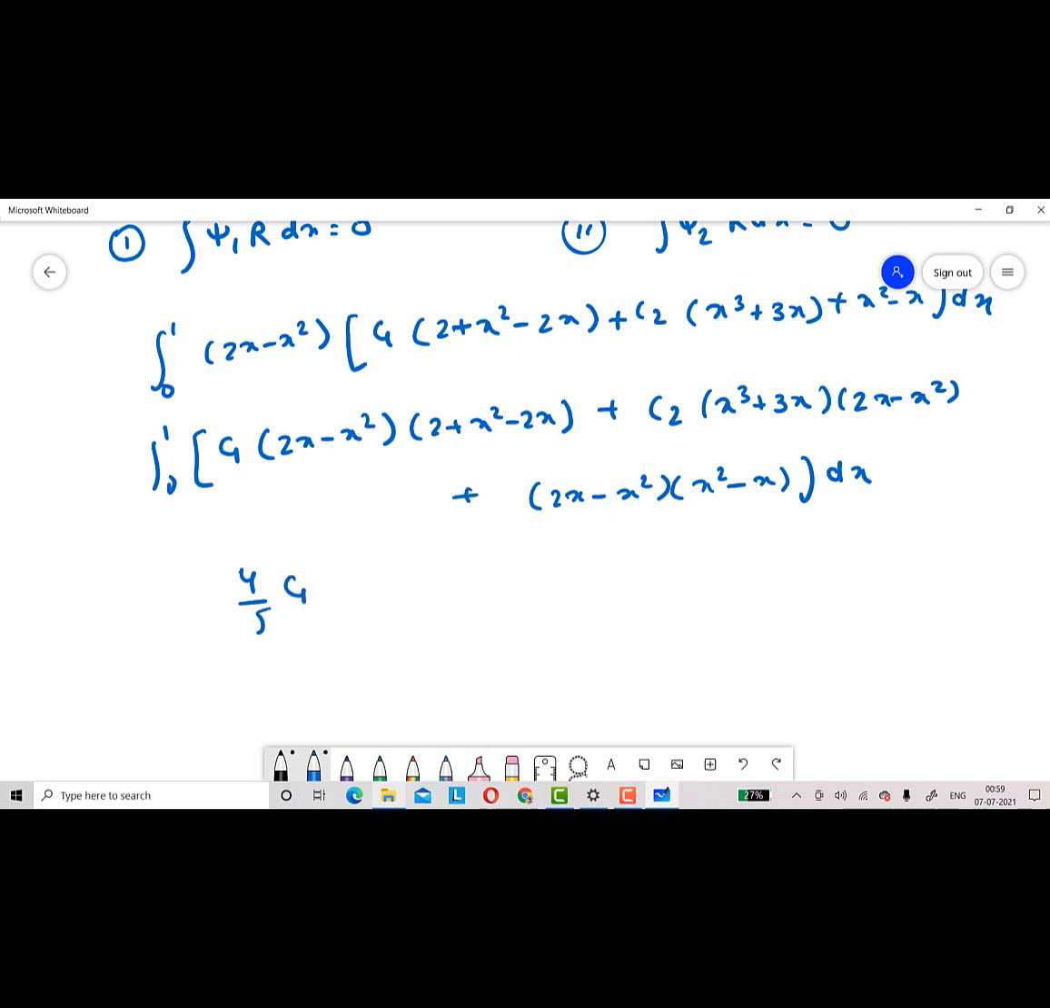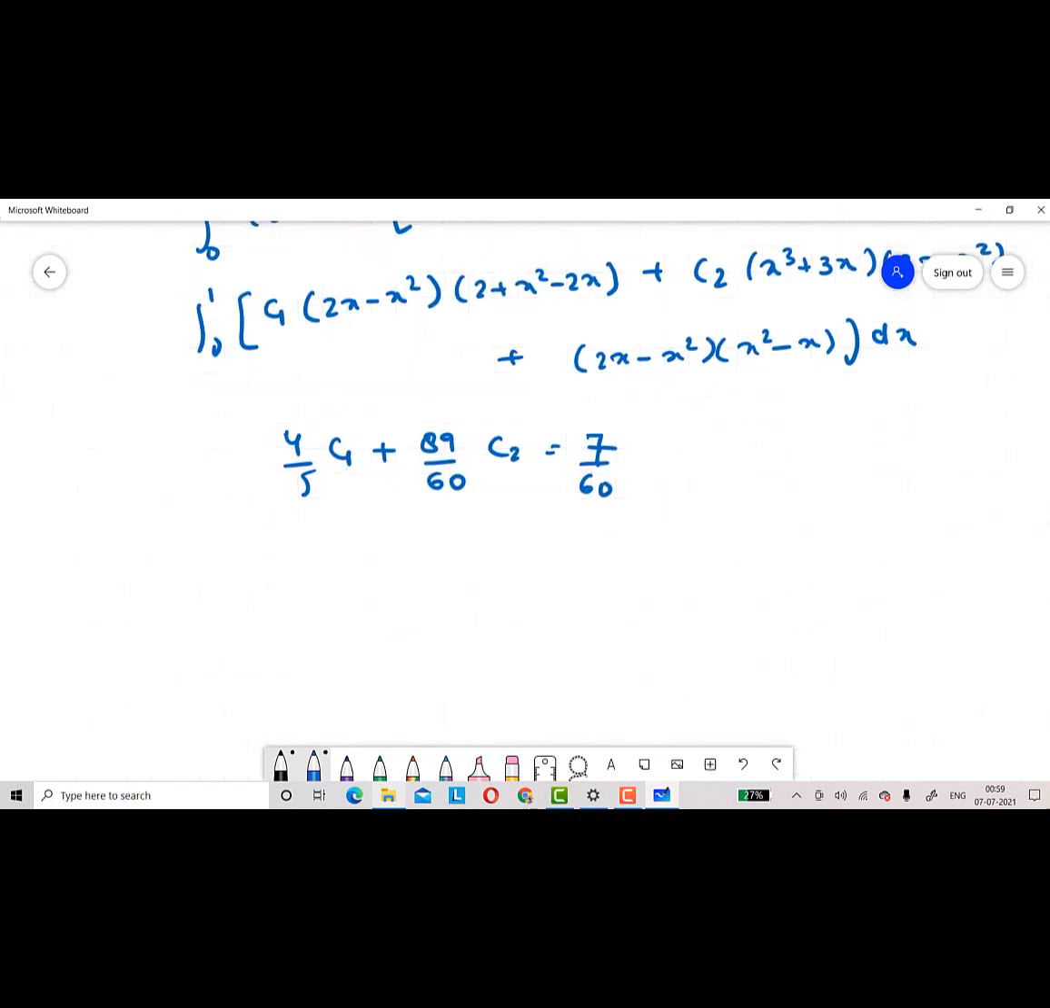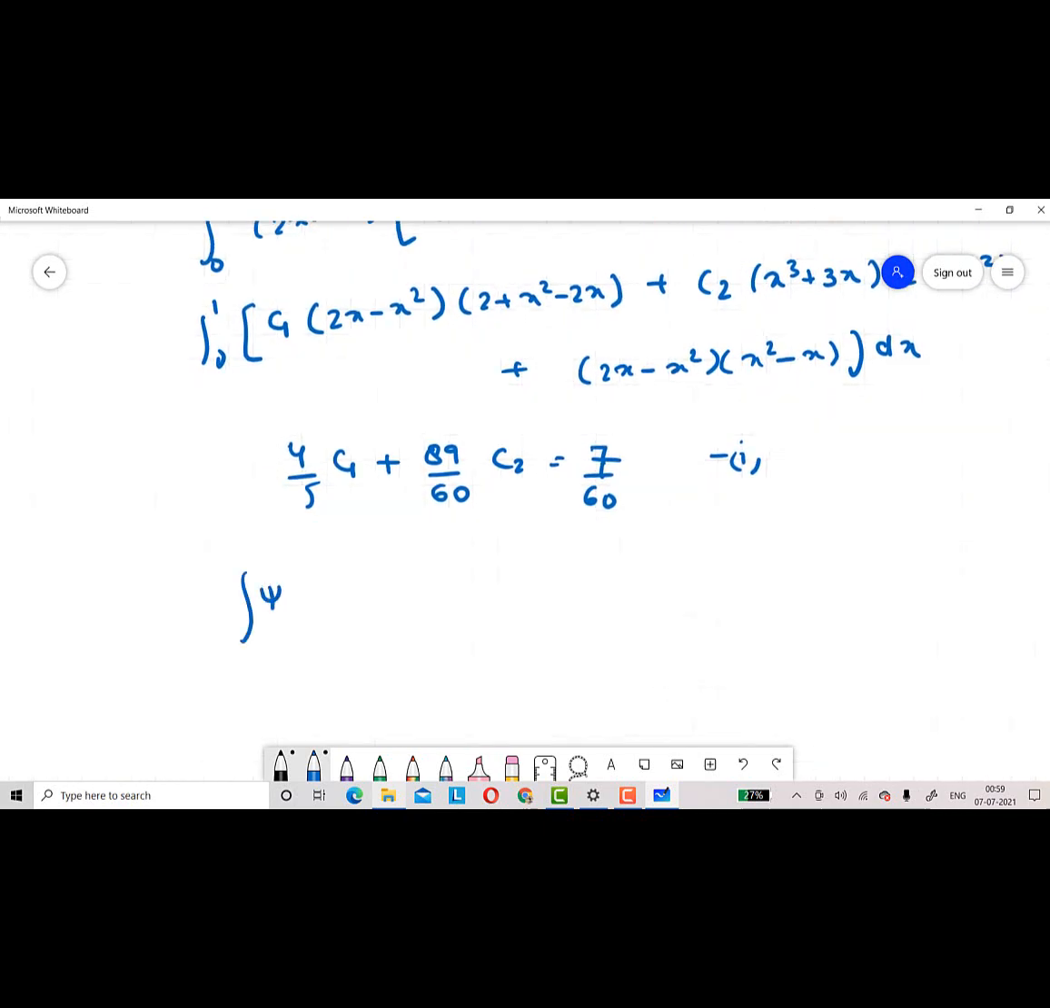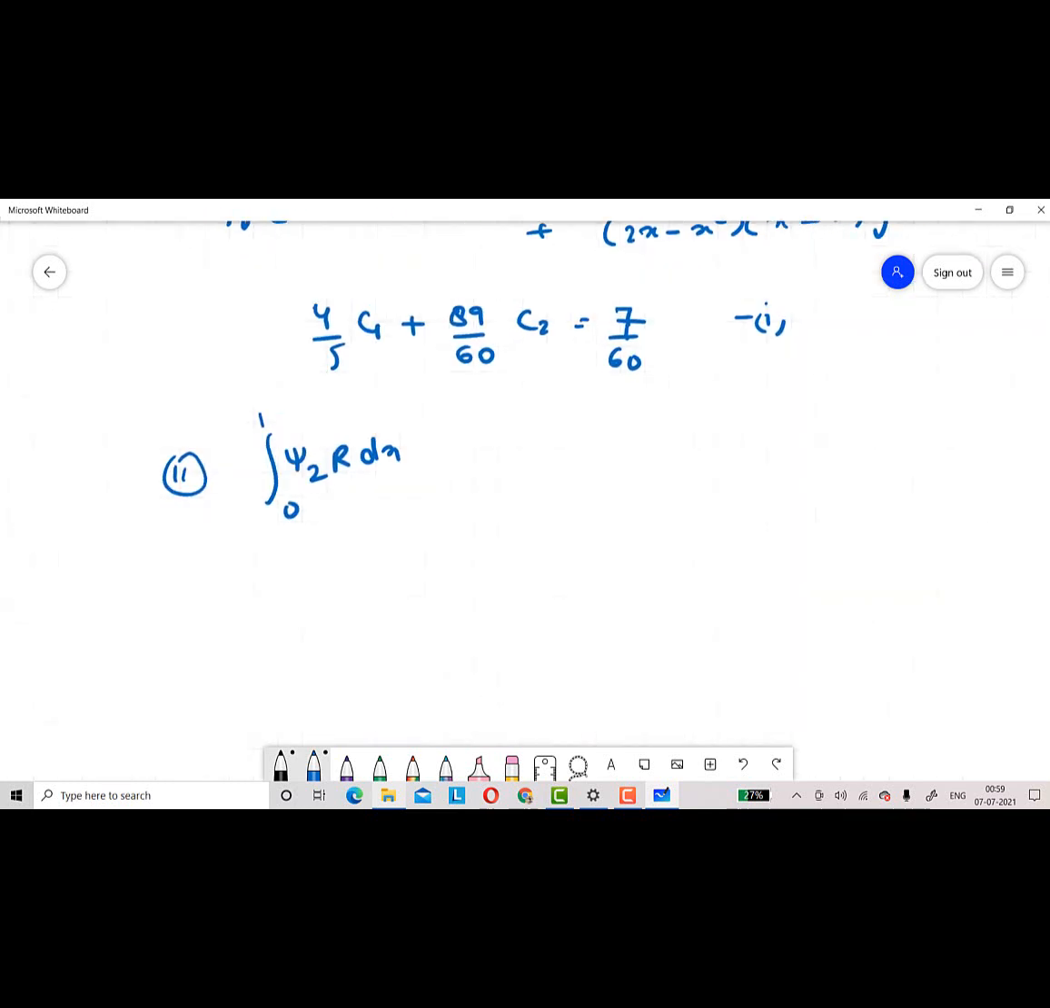So finally, from solving the integration, we will get the coefficient of C1 as 89 over 60, and C2 equals 7 over 60. Now this is our first equation again, and for the second equation we have the integral of psi2 r dx from 0 to 1, and then again we will put these values. Psi2 is 3x minus x cube, and then r is C1 (2x minus x square plus, wait a second, I have made some mistake.